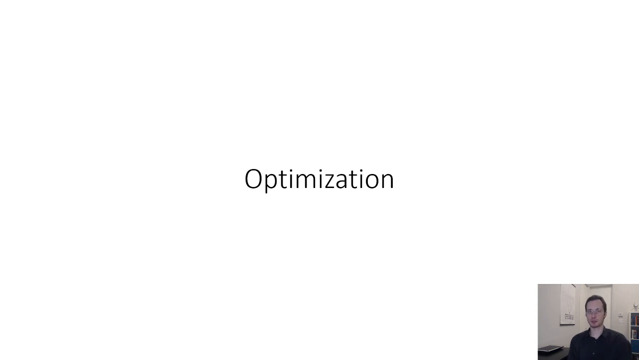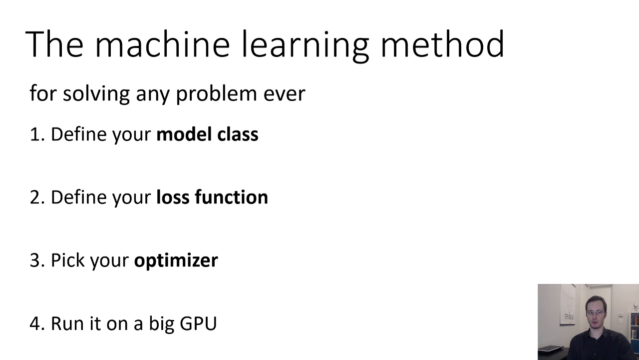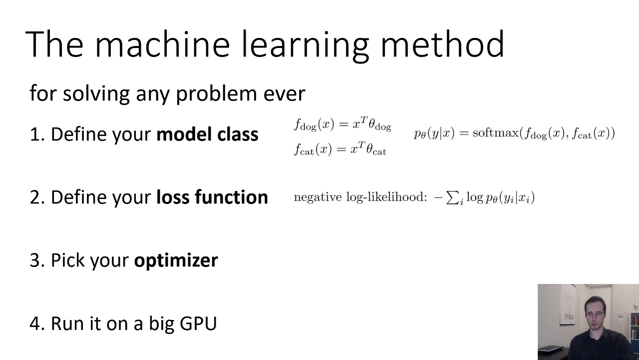All right, in the last portion of today's lecture, we're going to talk about optimization. So we've defined our model class, we've defined our loss function, and now what we have to do is figure out how to find the setting of theta that minimizes our loss function, our negative log likelihood.